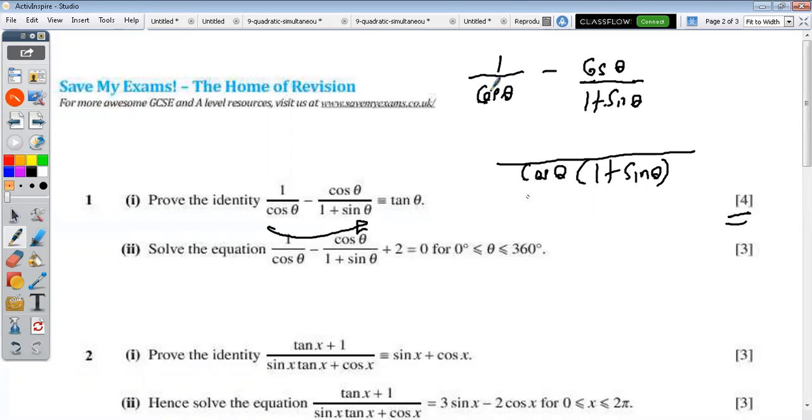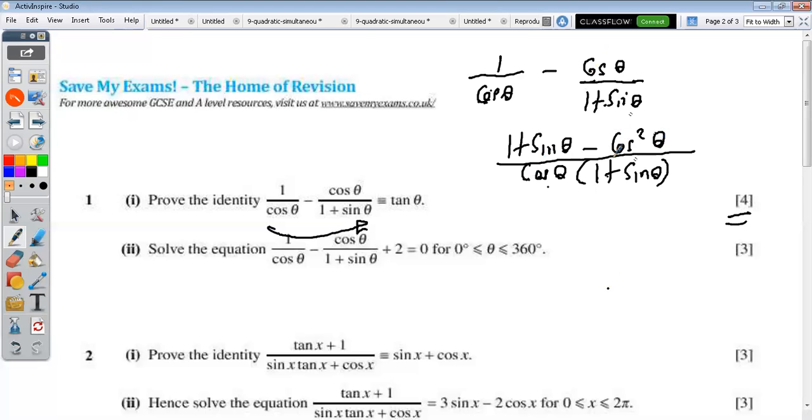If I multiply cos theta into that, I have 1 plus what? 1 plus sine theta. I'm sure you agree. Minus, if I divide this into this, I will have cos theta. So cos theta times cos theta, it will be minus cos squared theta. Are you agreeing or disagreeing? Then what do we do? We are almost there.